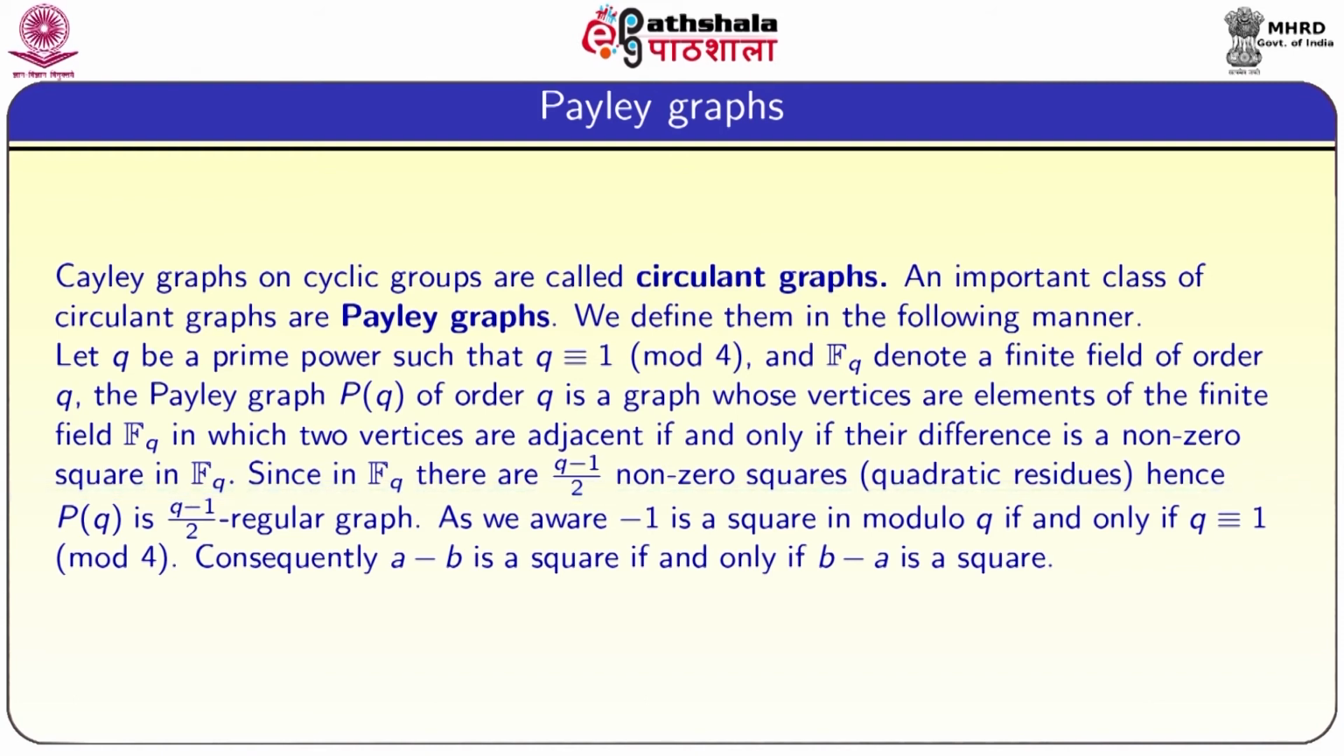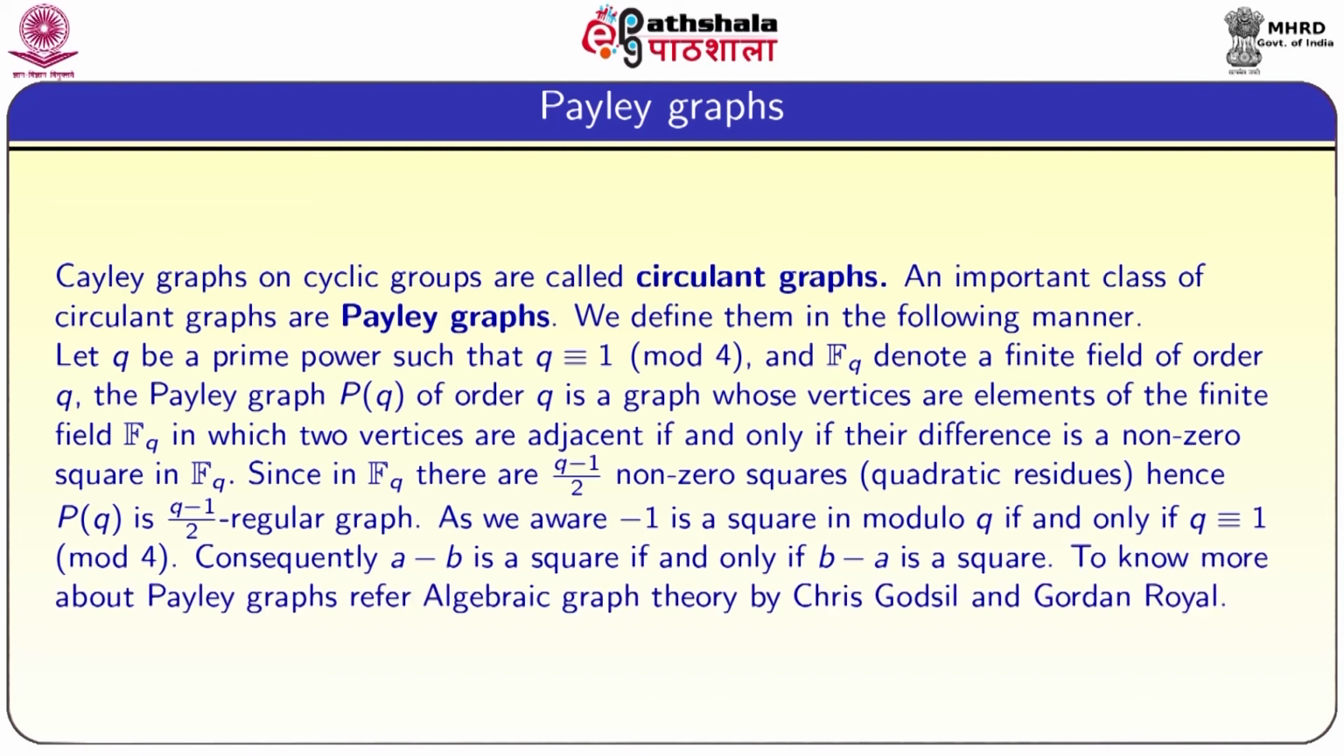Since Fq has (Q minus 1) by 2 non-zero squares or quadratic residues, hence P(Q) is a (Q minus 1) by 2 regular graph. As we are aware, minus 1 is a square modulo Q if and only if Q is congruent to 1 mod 4. Consequently, A minus B is a square if and only if B minus A is a square. So that means here we are looking with respect to addition. To know more about these Paley graphs and these notations, one can refer to the Algebraic Graph Theory book by Chris Godsil and Gordon Royle.